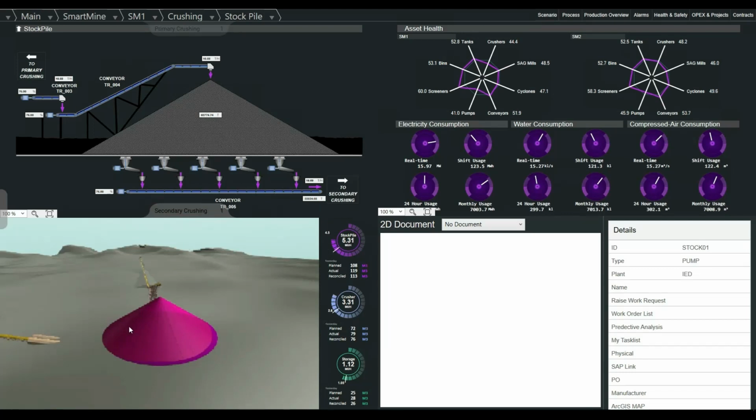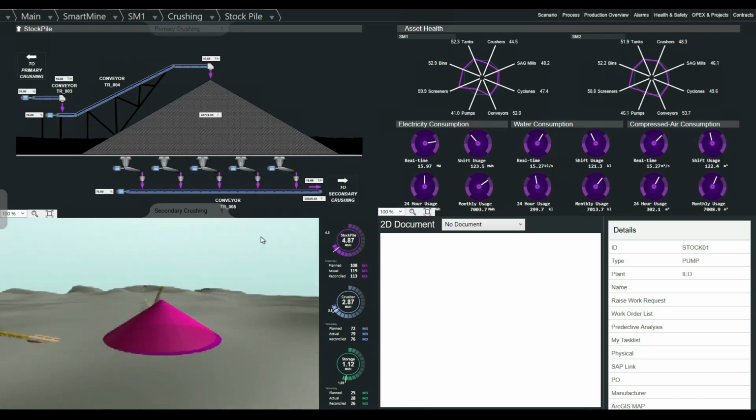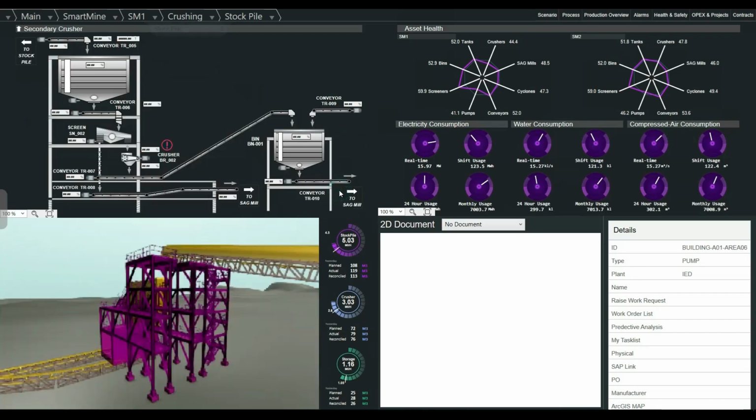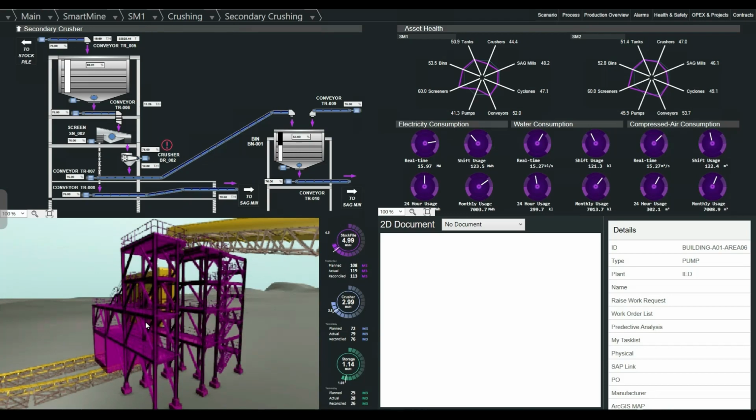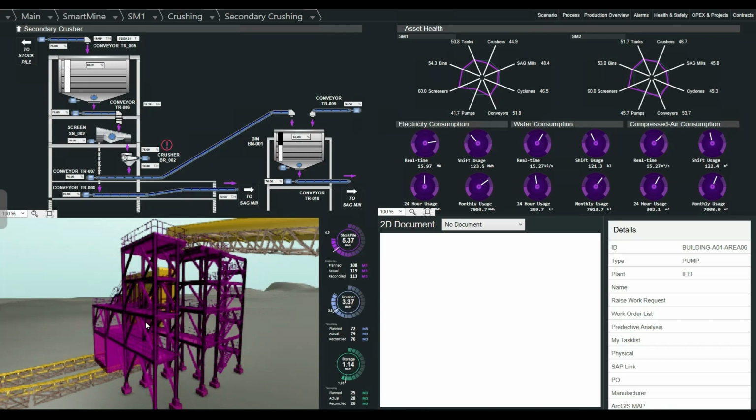Now let's see what's happening downstream in the secondary crushing process by clicking on the arrow right here. Once again, we see the contextual change in the UOC image and more details of the secondary crushing unit. The user can pan and zoom into the 3D image of this asset to get a spatial feel of the actual crushing process. In this view, we can see that there is an issue with the secondary crusher.